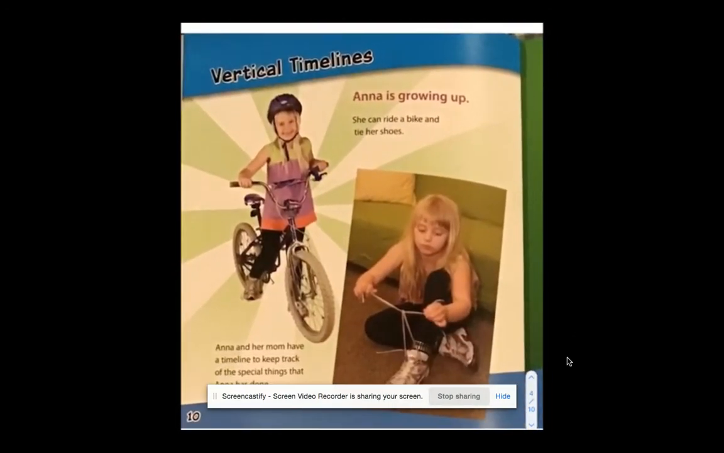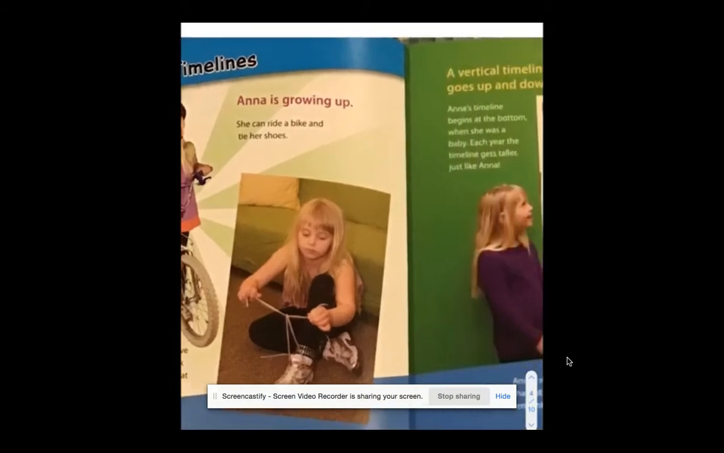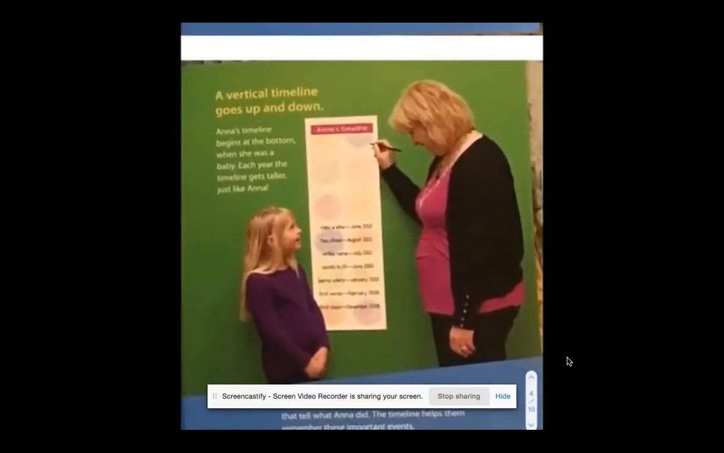Vertical timelines. Anna and her mom have a timeline to keep track of the special things that Anna has done. Anna is growing up. She can ride a bike and tie her shoes. A vertical timeline goes up and down. Anna's timeline begins at the bottom when she was a baby. Each year the timeline gets taller, just like Anna. Anna's mom writes the date next to the words that tell what Anna did. The timeline helps them remember these important events.